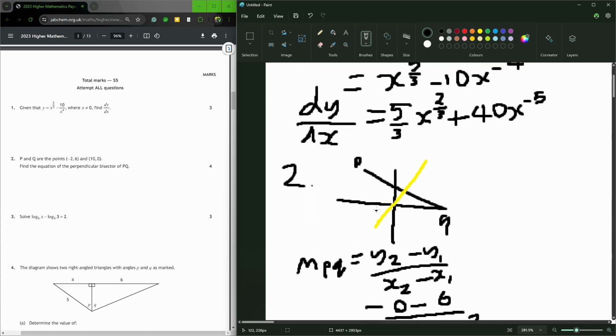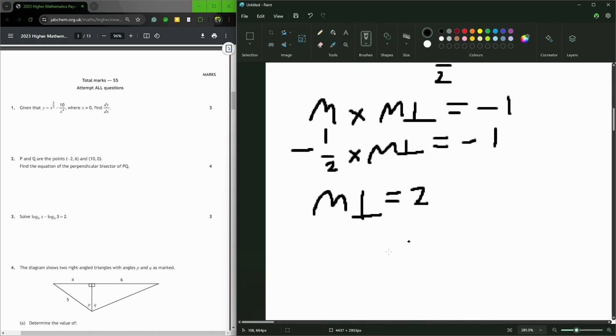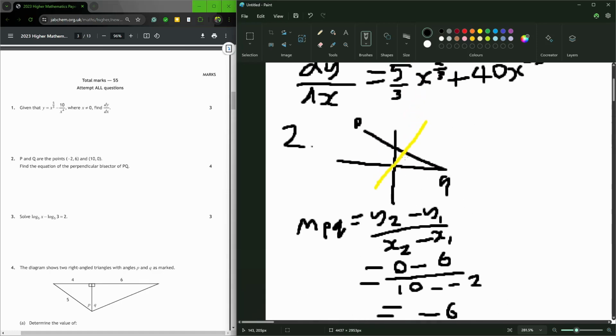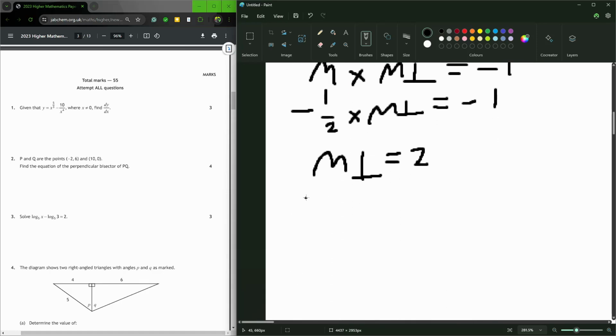And we can check on our wee graph here. Yeah, that makes sense because it's going upwards at a fairly steep rate. So yeah, 2 does make sense within this context. So next, we just need to find out the midpoint of PQ, and then we can work out the equation.